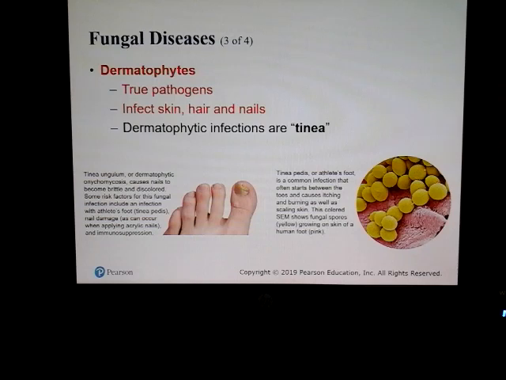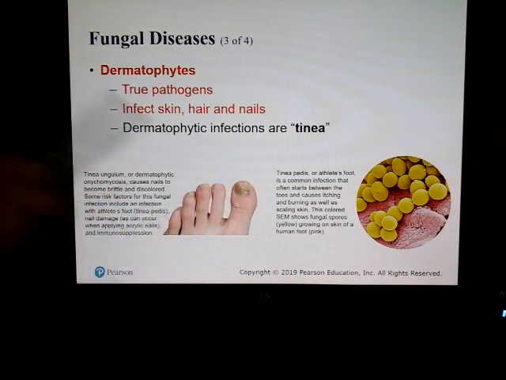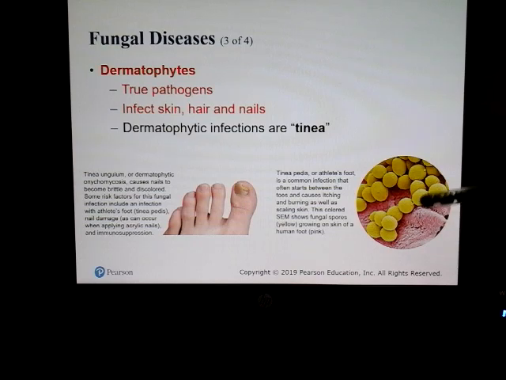So one type of fungal infection I'd like you guys to know is caused by dermatophytes. These are 2 pathogens. They will infect your skin, hair, and nails. And here's an example of a toenail that is actually being eaten away by fungus. And on this side, this is actually a blown up example of some different fungi that are on someone's foot.